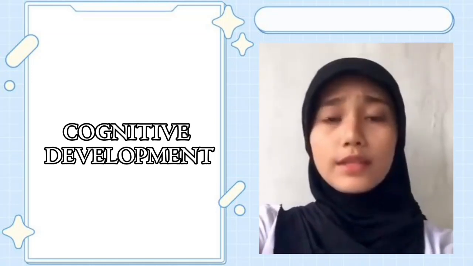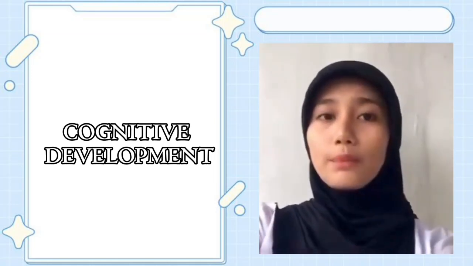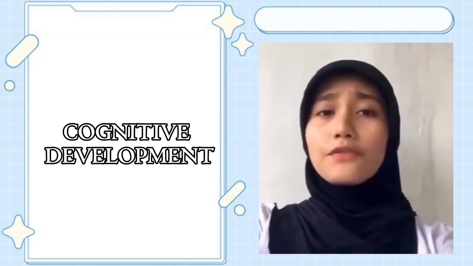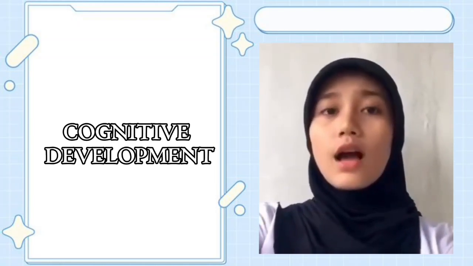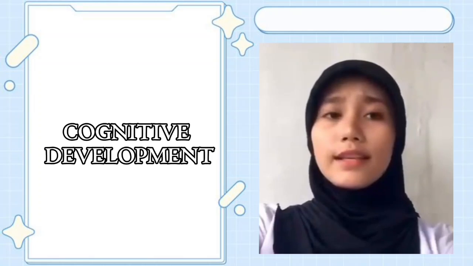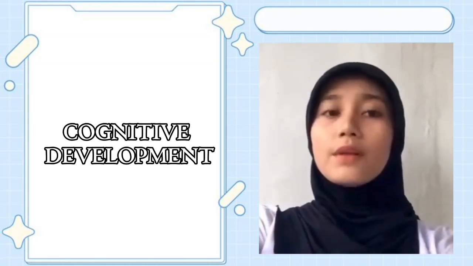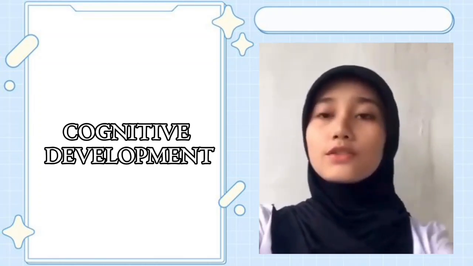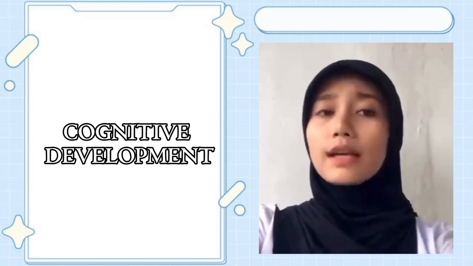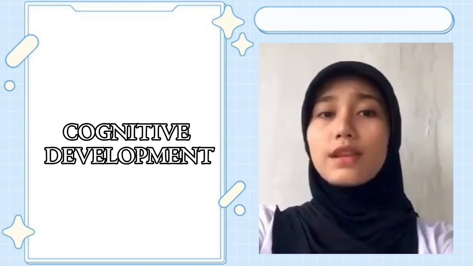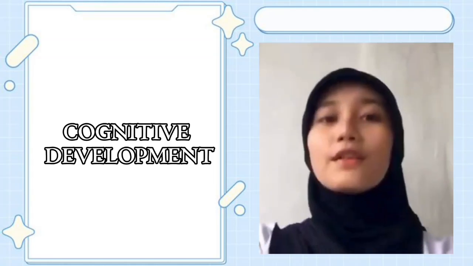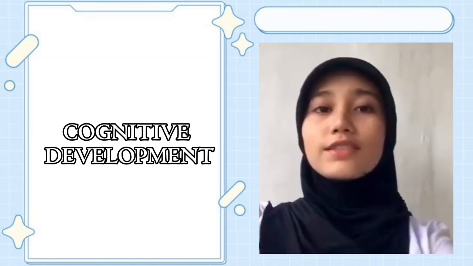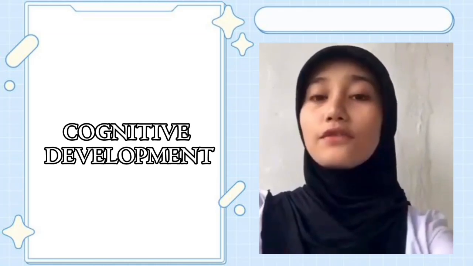Today, I will discuss cognitive development. It refers to the growth and refinement of intellectual abilities, including thinking, reasoning, problem solving, and memory. A key aspect is Piaget's theory. Children progress through distinct stages of cognitive development, each characterized by unique ways of thinking.